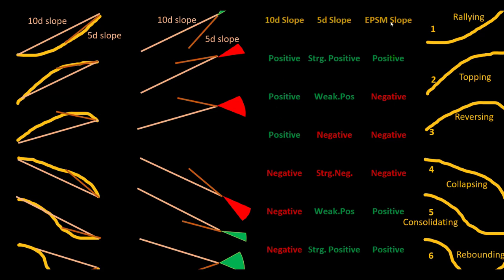So for every single one of these scenarios, you get to set up the 10 days, the 5 days, and the EPSM slope a proper way. So the EPSM slope is basically the difference between the 5 and the 10 days. One minus the other. Super simple. So what do we do here?